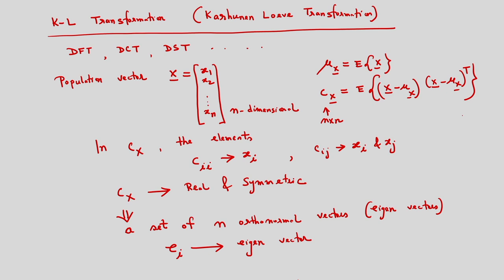So after this, let us move to the next slide. What we have determined from the covariance matrix Cx is the eigenvectors. That means we can get a set of n orthonormal vectors, n number of orthonormal vectors, and that is nothing but the eigenvectors.